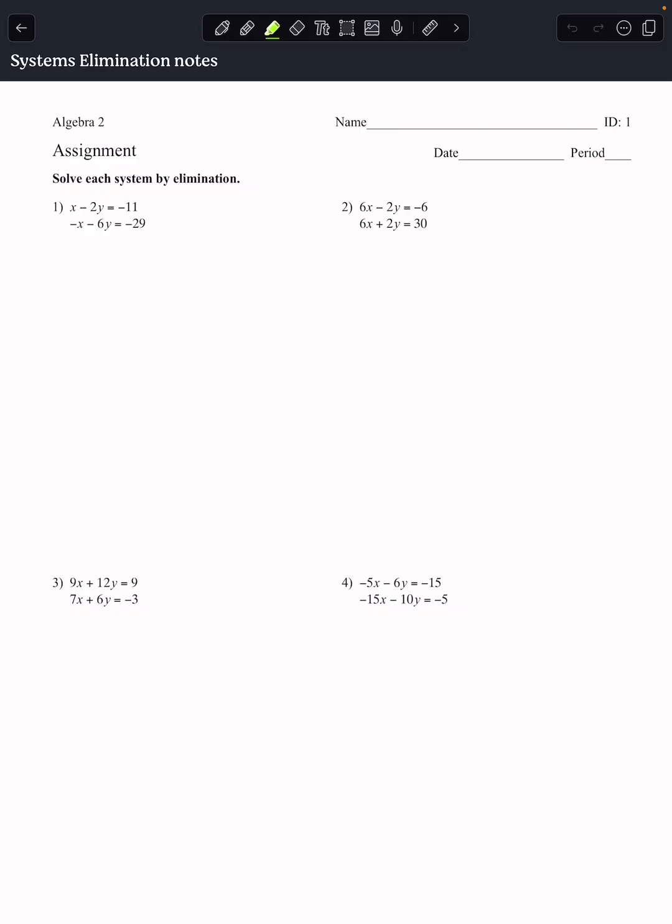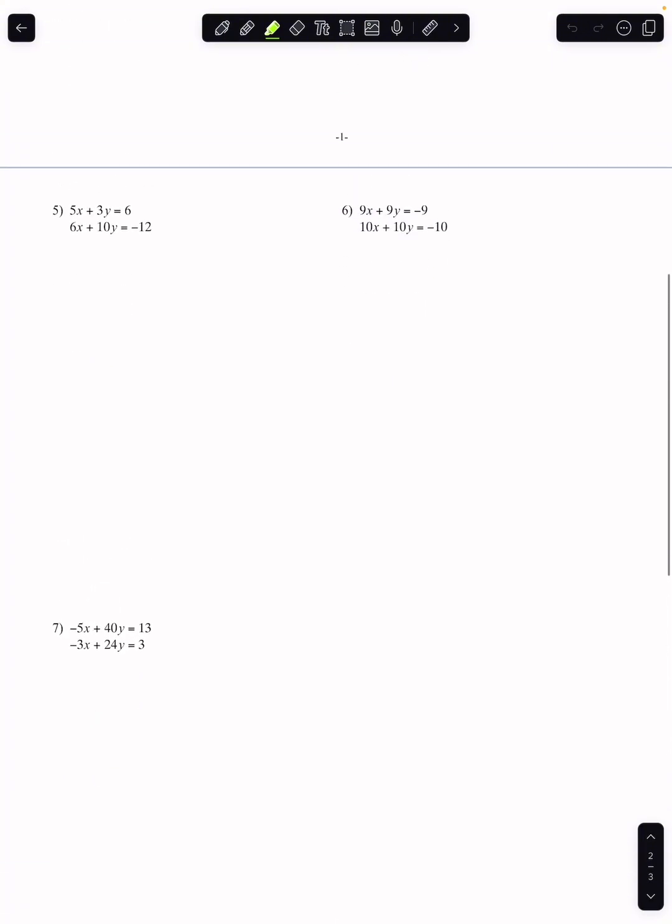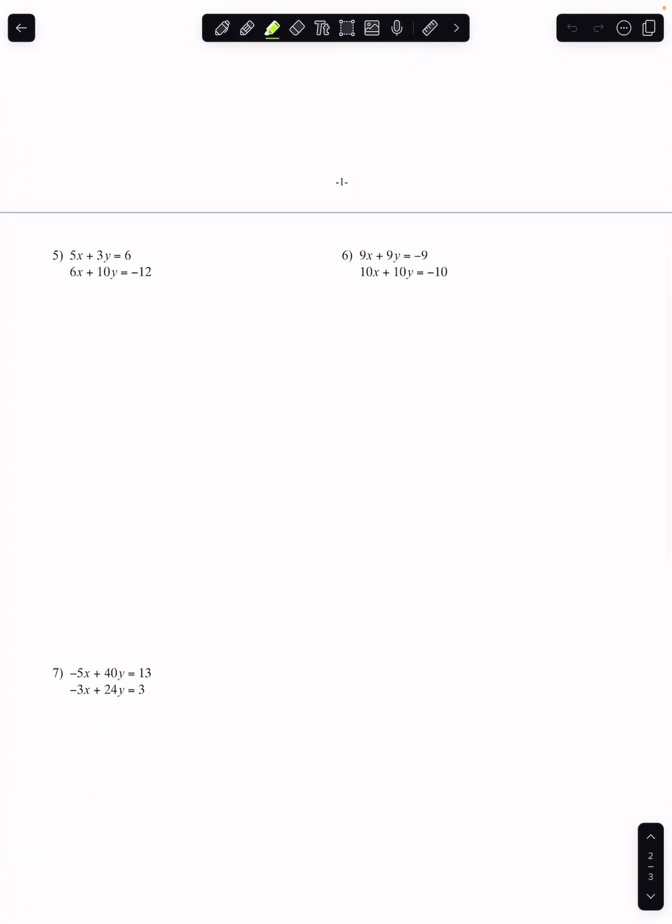What's up, my people? In this video, we'll be solving systems, but we're going to be using elimination. In the other videos, we have been solving by graphing and substitution. And this particular one, we're using elimination. So before we jump into elimination, how elimination works is in order to eliminate, we need two things. We need the same coefficient.